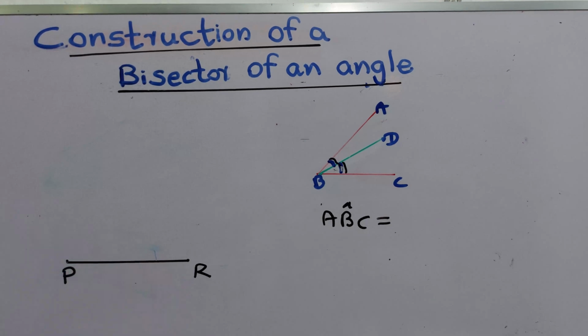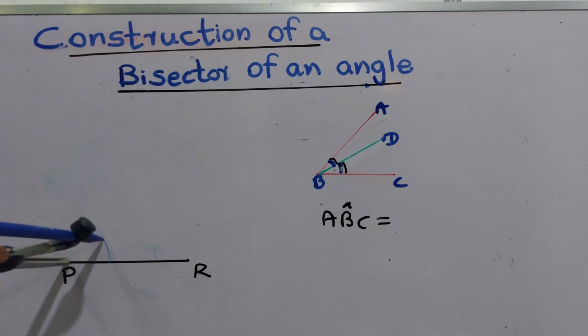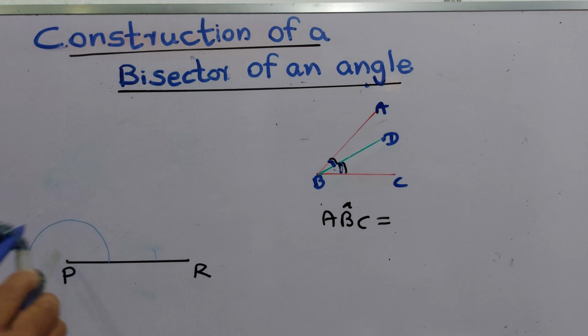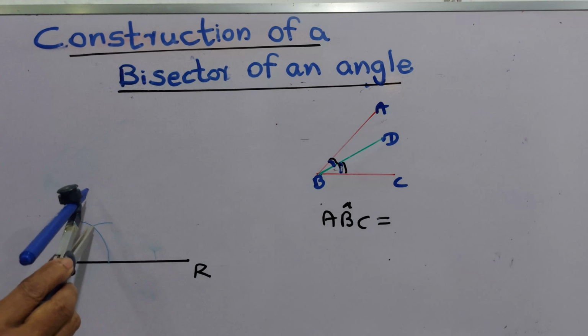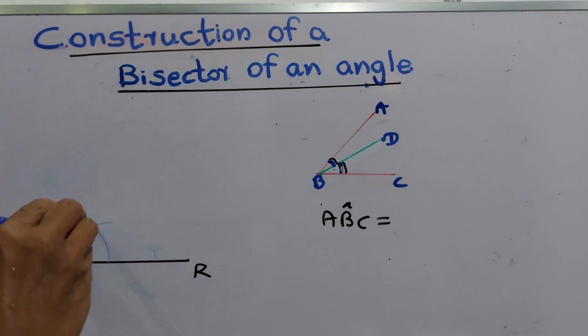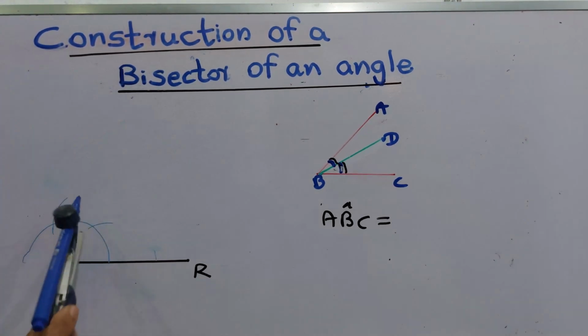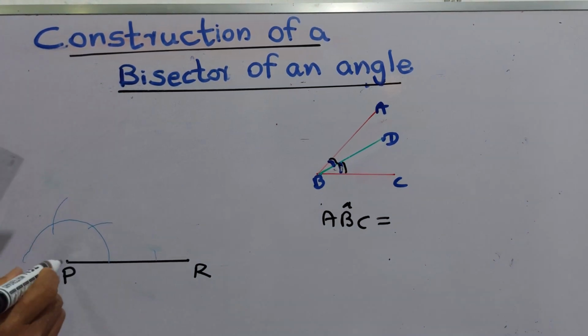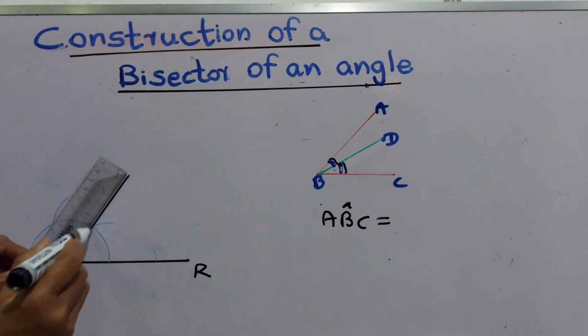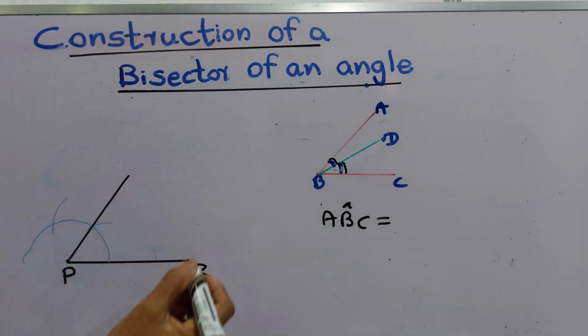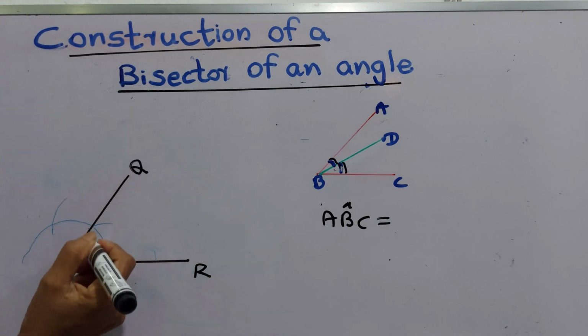Then take the compass. This is the point P. Using the compass, draw an arc. Then, as you can remember we did, from here draw another arc. Then this is 60 degrees. We can join these two points from here to this point, and PQ to PR, that is 60 degrees.